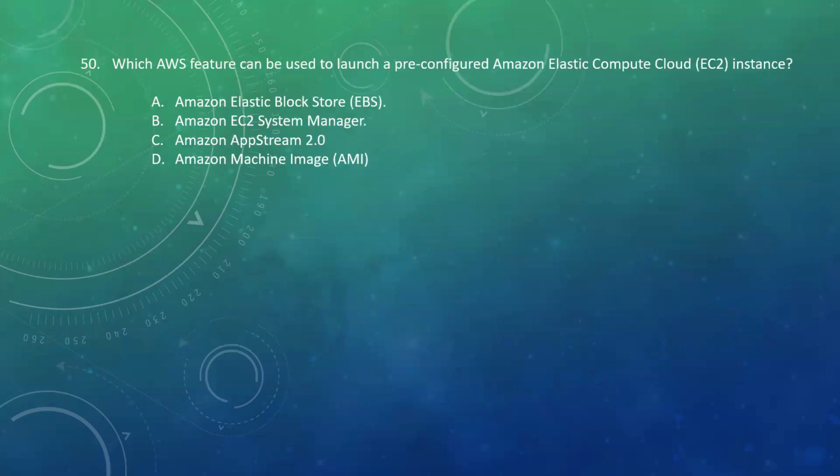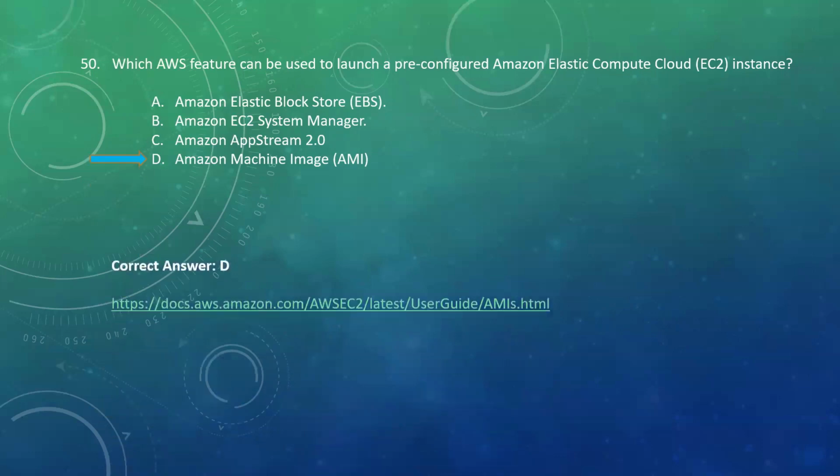Moving on to question 50. Which AWS feature can be used to launch a pre-configured Amazon EC2 instance? Your options are Amazon Elastic Block Store, EBS, Amazon EC2 Systems Manager, Amazon AppStream 2.0, Amazon Machine Image, AMI. So the right answer is option D, AMI.